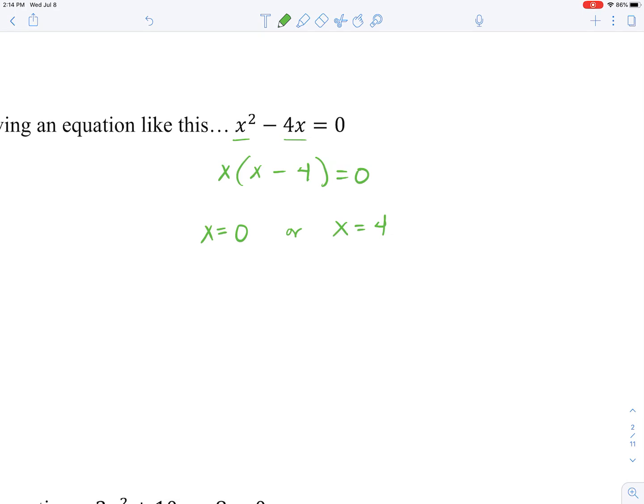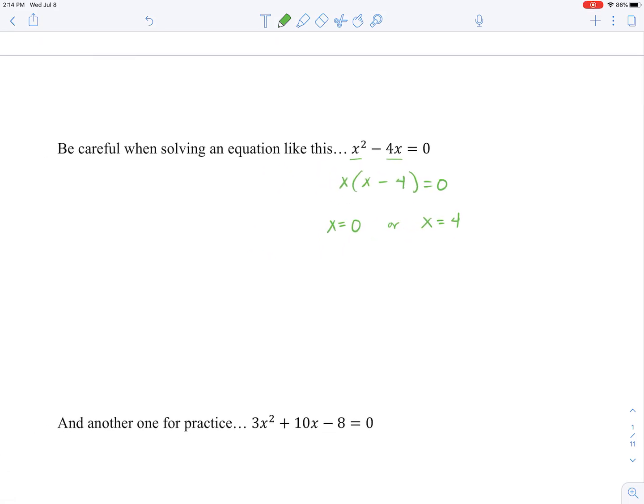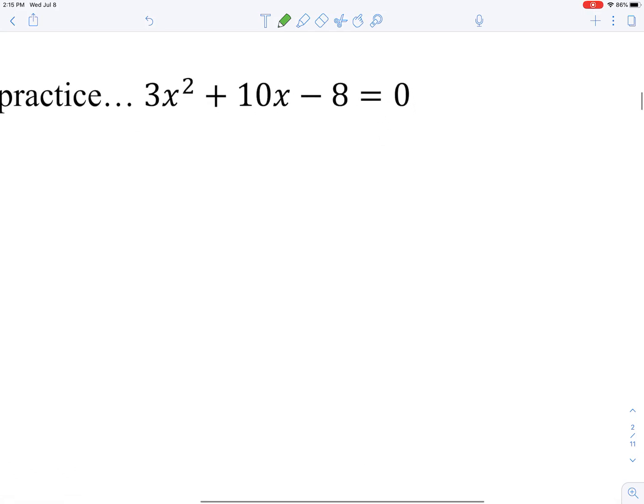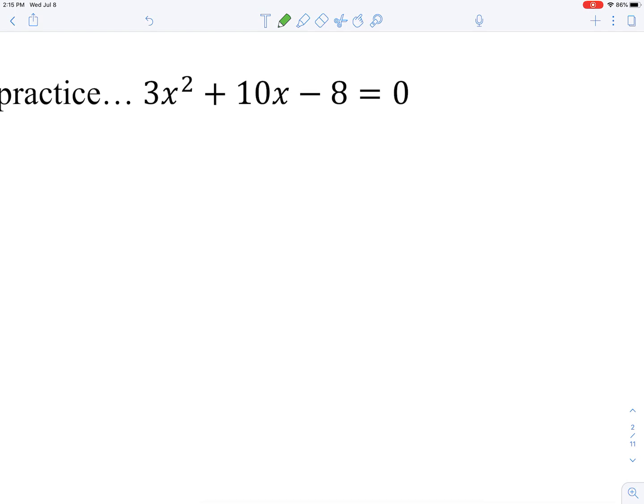And if you tried dividing by x, never divide by an unknown. So if you divided by x on each side of the equation here, then you'd only be left with x minus 4 equals 0, and you would have lost your solution of 0. So never divide by the variable.